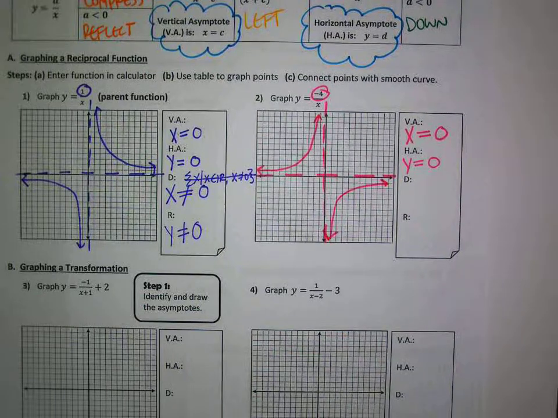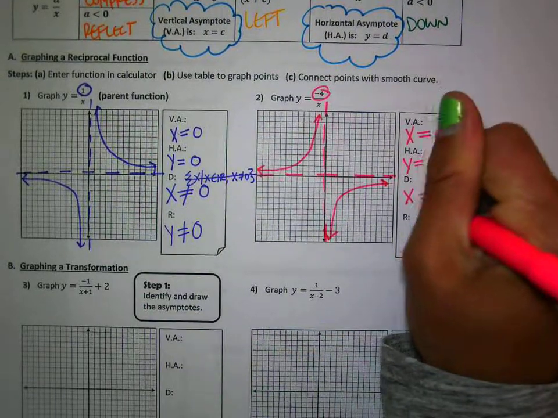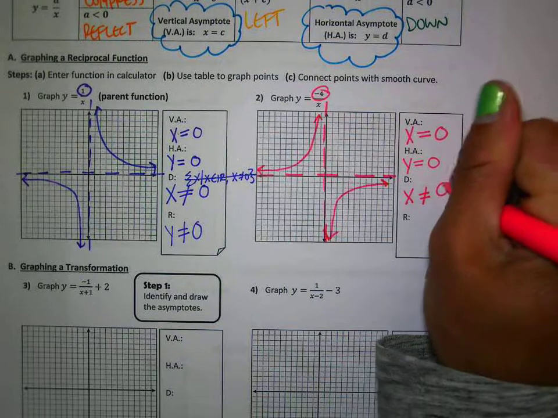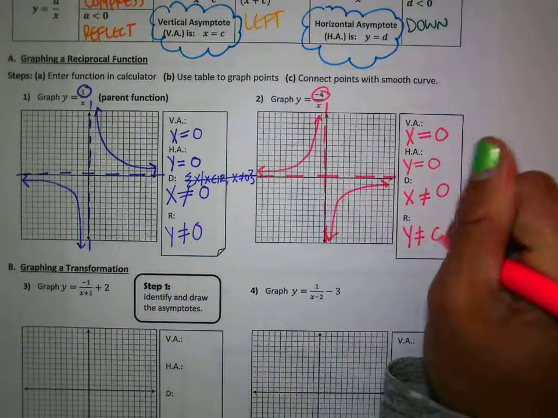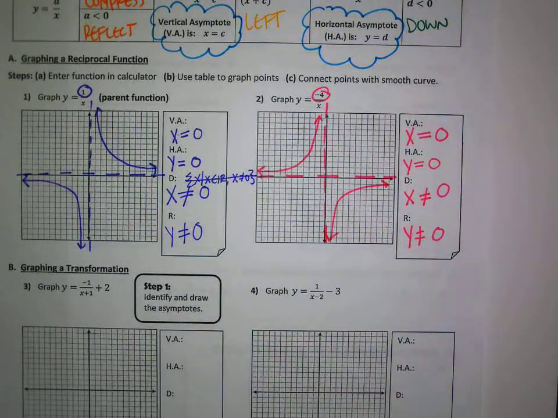All right, for the domain, what is the only x value we are never going to use? 0. Very good. What is the only y value we are never going to use? Perfect. So it's the same.